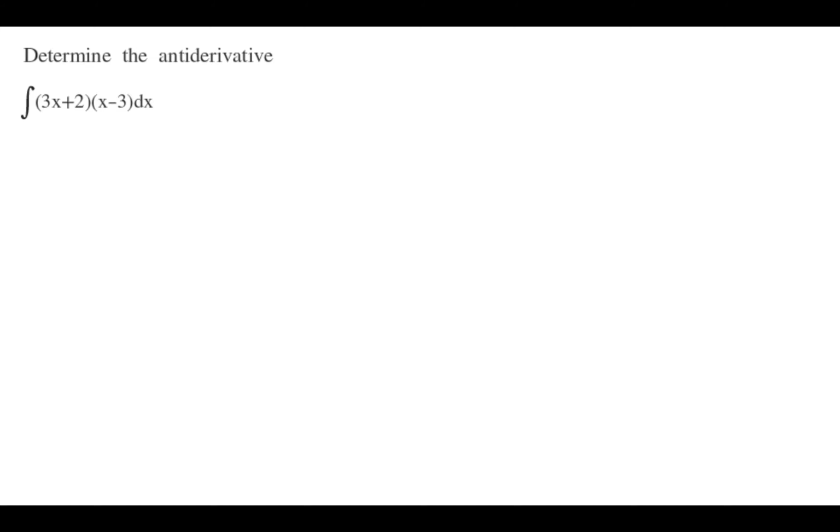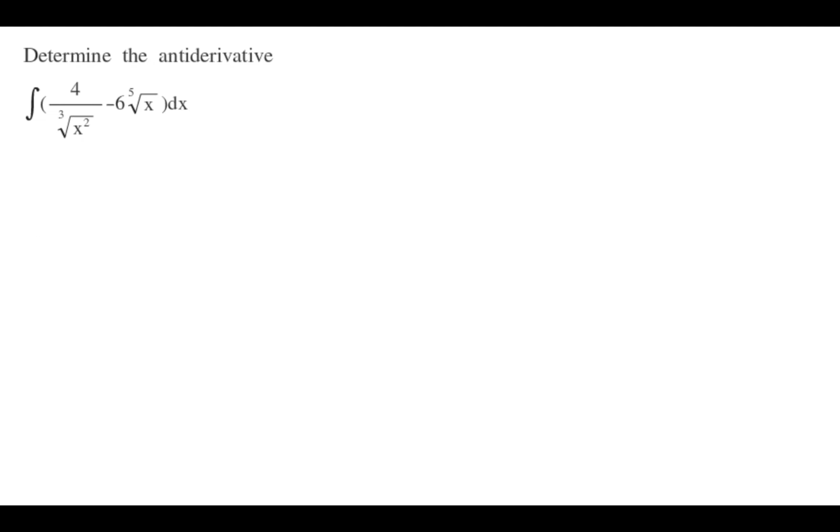The next problem is the integral of (3x plus 2) times (x minus 3) dx. The first step in completing this is multiplying it out. So then we're going to get the integral of 3x squared minus 7x minus 6 dx. Now we're just going to solve for the antiderivative by adding 1 to the exponent and dividing by the new exponent. So we get x to the third minus 7/2 x squared minus 6x plus c.